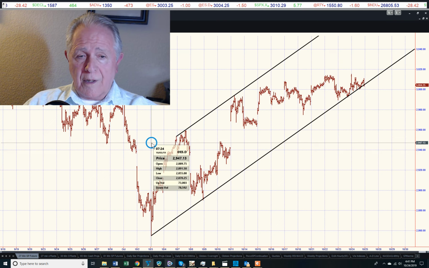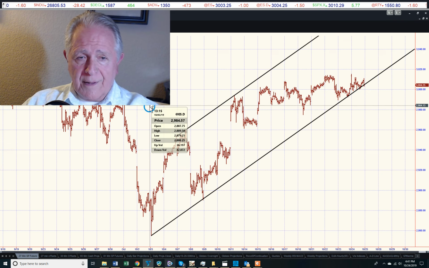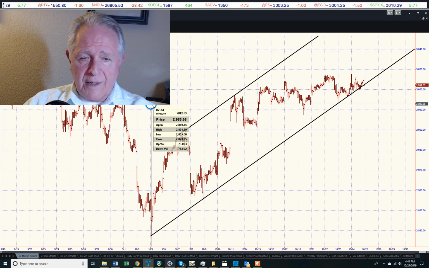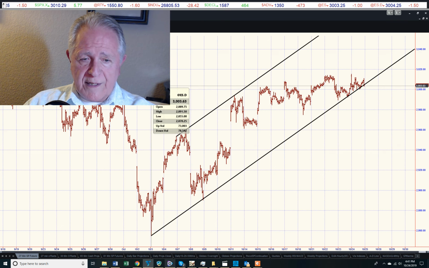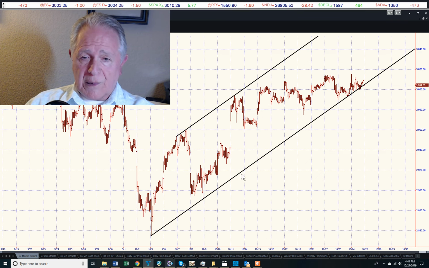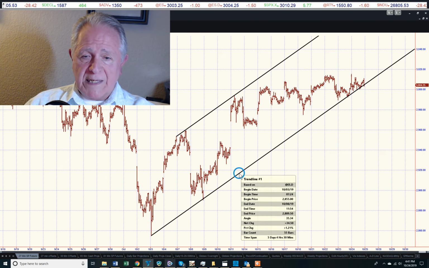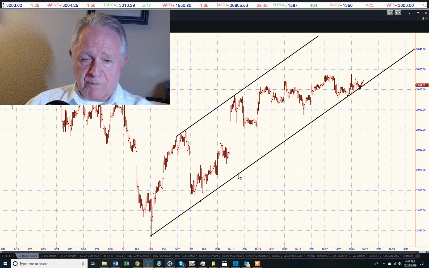See the low in this group that I'm moving around here? It shows the low as 28.55. Now, let me click on this line, and you see where it says begin price, 28.55.00. It's exactly on that low, and it's paralleled up.